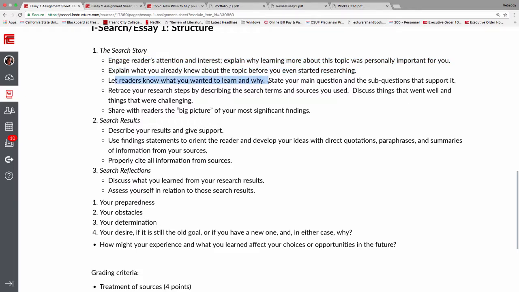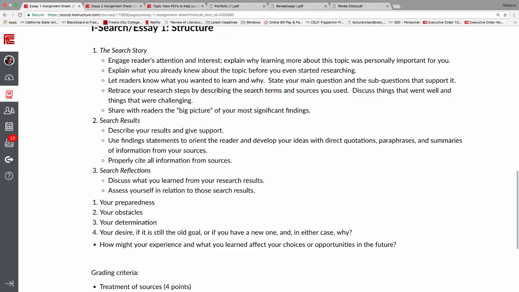Let readers know what you wanted to learn and why, should come after that. And then you should be stating your main question and the sub-questions that support it. That may well be its own paragraph, or it may be the second half of a paragraph with these two together. Then you retrace your research steps. That you certainly have to write over again, because you have a whole new job of research that you did. So retrace those research steps.